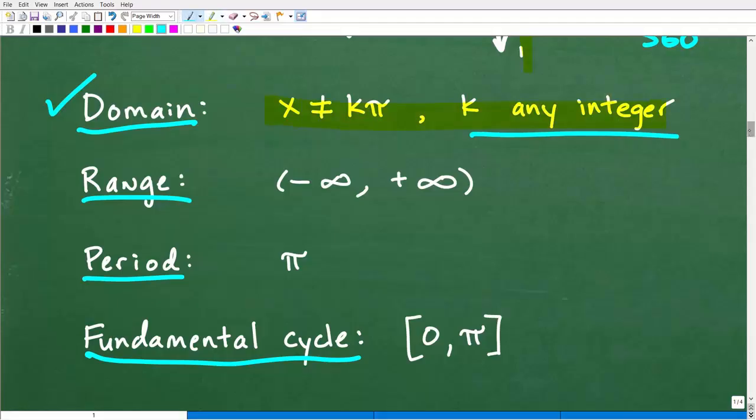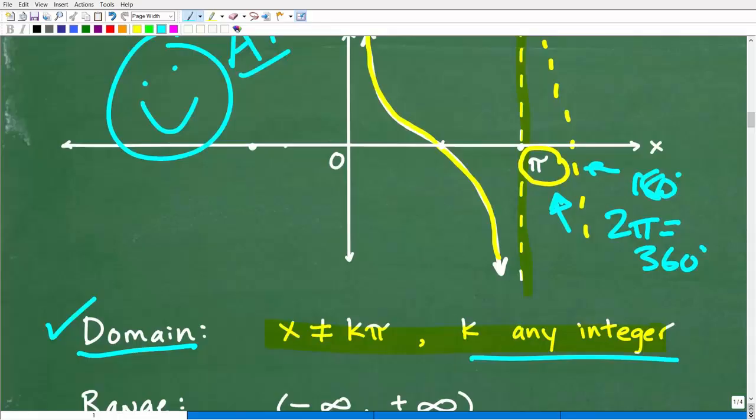Well, effectively, we're talking about the period, right? So if k is any integer, let's let k equal 1. 1 is an integer, so 1 times pi is pi. x cannot be equal to pi. So this is the x-axis. Why? Because these are the asymptotes. Now, there's other reasons for it, because when you look at the definition of the trigonometric ratio of cotangent, you can see that that is undefined. So that's why we have to express the domain this way.